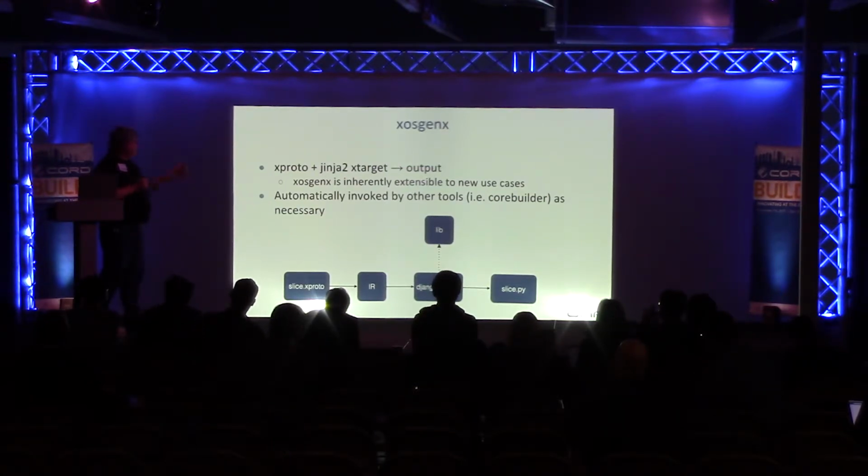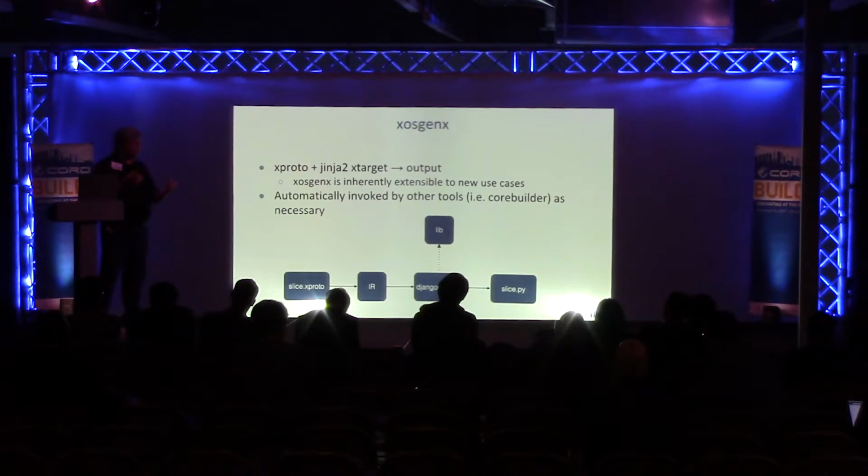Because Jinja 2 is a templating language, it's general purpose, and XOS Gen X is inherently extensible to new use cases. If you want to have support for new output, you just write a new Jinja 2 X target file. And you can do that for as many things as you can imagine, possibly auto-generating.